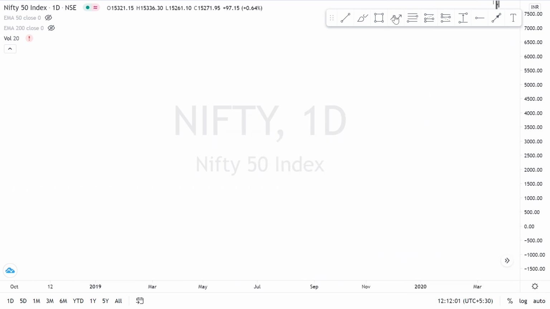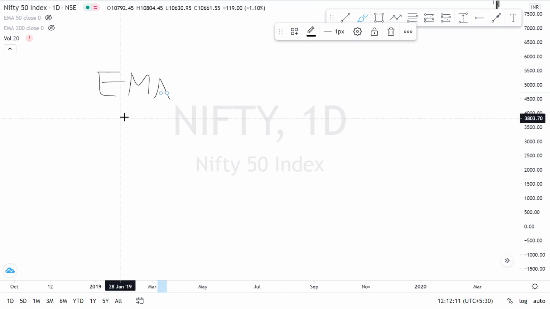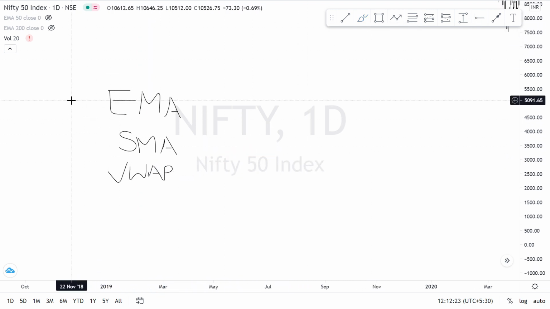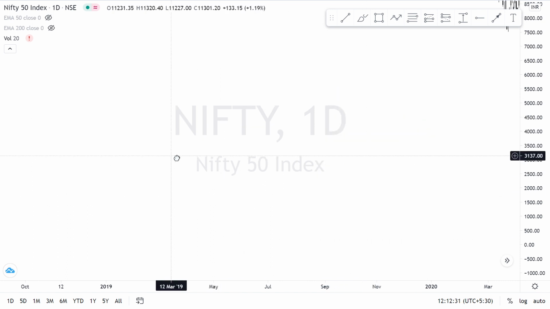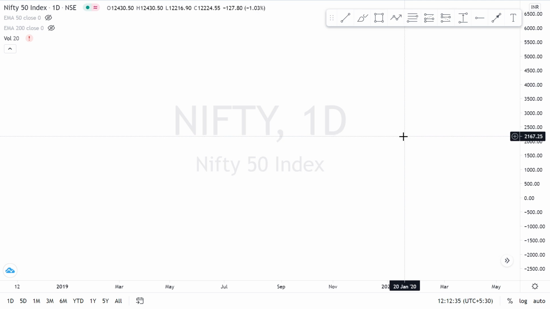For example, a dynamic support or resistance could be an EMA, which is exponential moving average, or an SMA, which is a simple moving average, or anything. It could be a VWAP for intraday, which could be a good support or resistance. Some people even use pivot points for intraday trading. So support or resistance could be anything really. It all comes down to what's working for you, what your trading strategy is.